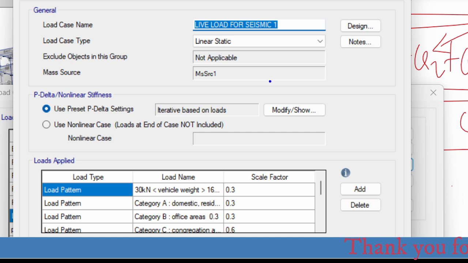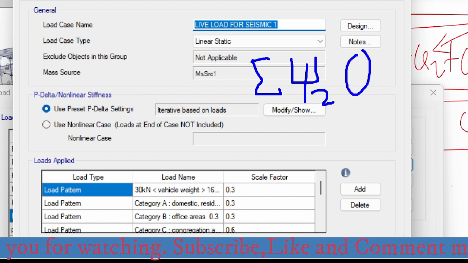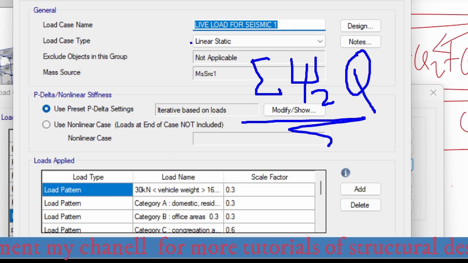This means the summation of the phi 2 times the variable load. That means the live load for seismic one. This is what you call the live load for seismic one. Meaning the variable load will be multiplied with some reduction factor, because we are going to apply the variable load for seismic combination.